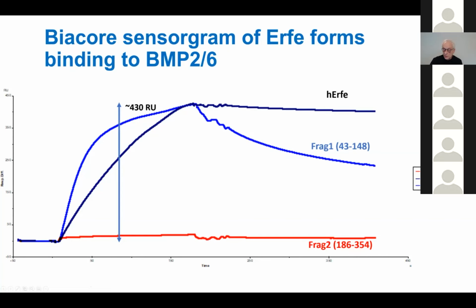So this then was evidence that there's direct interaction between erythroferrone and the bone morphogenetic proteins, and this may be the main regulatory pathway by which erythroferrone regulates the transcription of hepcidin.